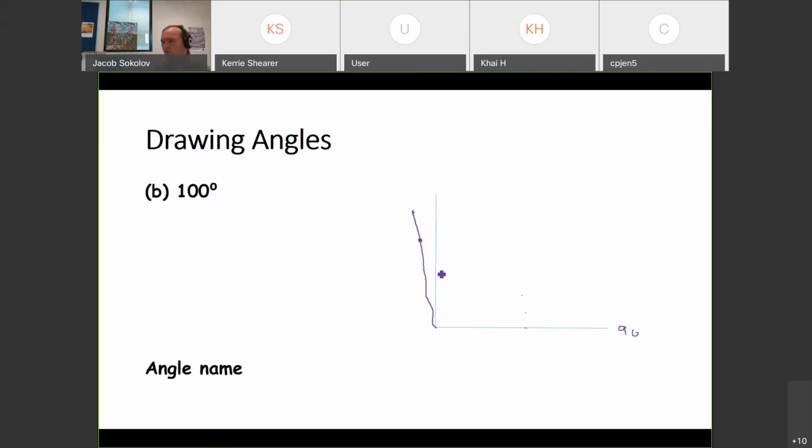Kerry, did you want to say anything on drawing angles? No, just that they've got to have the protractor lined up. They can be a little bit haphazard. They've got to make sure that it's horizontal across. You do. So a really good strategy is to just draw a T and then measure the angle in the T.